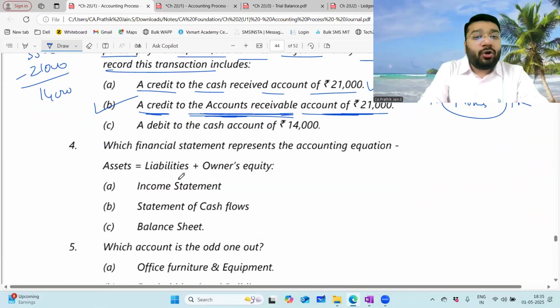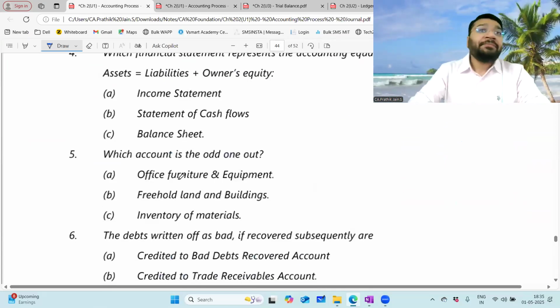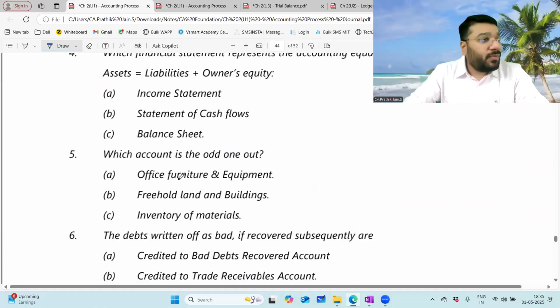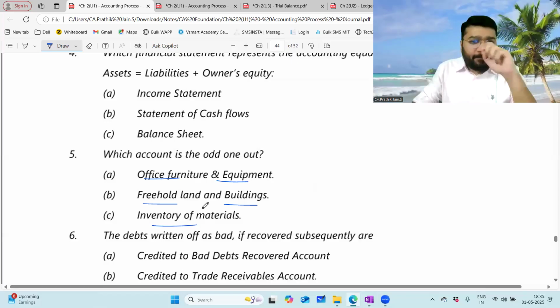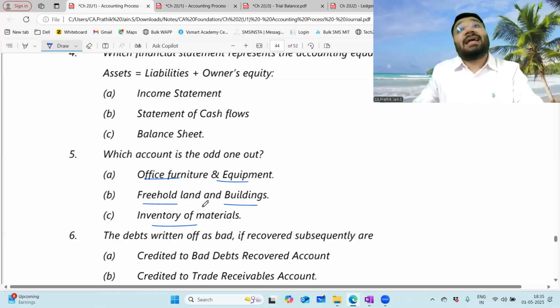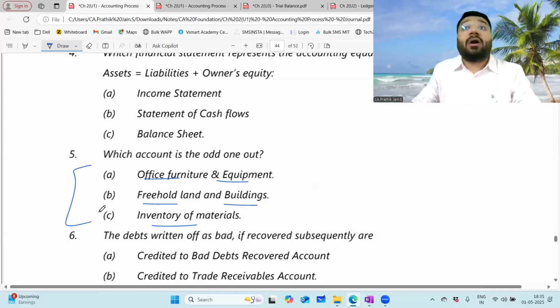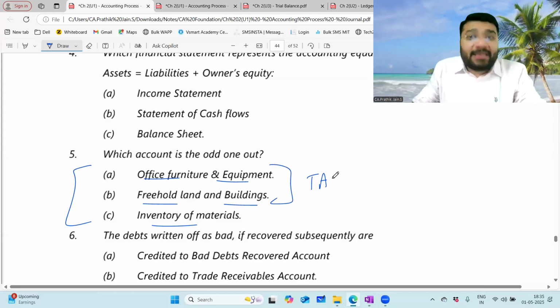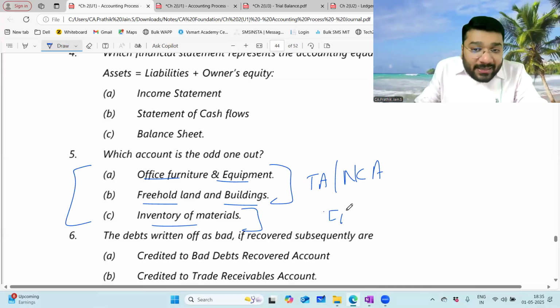Now, the fourth one, leave it. Fifth one: which account is the odd one out? Office furniture equipment, freehold land building, inventory of materials. All these are assets. But I want the odd one out among assets. All these are assets, but still, how can I make an odd one out? These two are tangible assets, which we also call non-current assets, whereas inventory is what? A current asset.